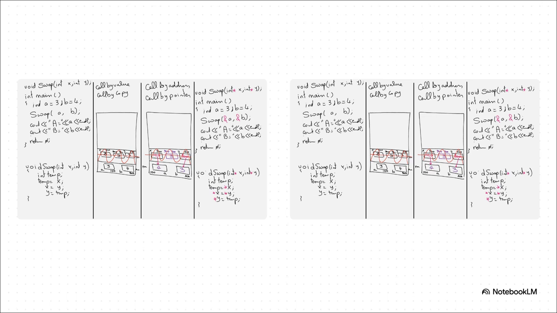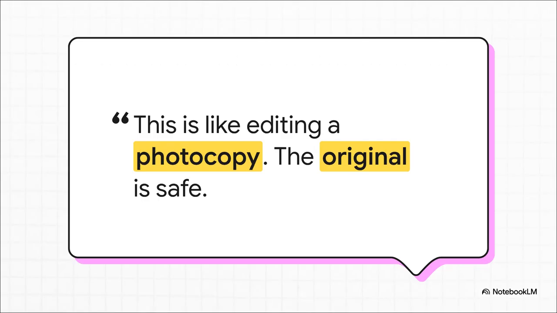But now look at what's happening in memory. The function just makes its own private copies, x and y. And yeah, the swap works perfectly, but it's only swapping the copies. The original a and b, they're back in the main program, completely untouched, as if nothing ever happened. The source material we're looking at here has the perfect way to describe this. It really is like editing a photocopy. You can scribble all over that copy, change whatever you want, but the original document, it's sitting back in the filing cabinet, perfectly safe and totally unchanged.